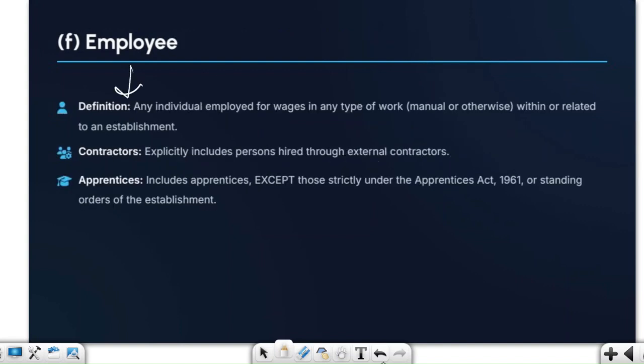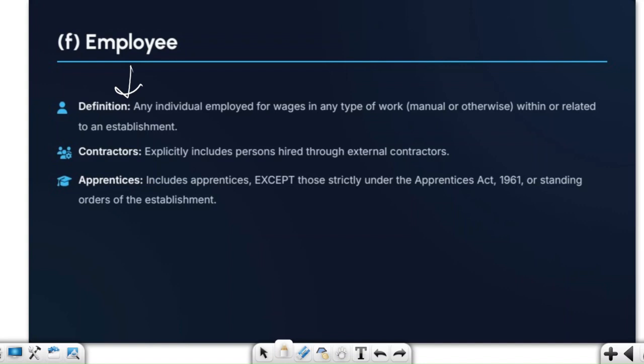Now let's talk about employee. Who is an employee for you? Someone who is working for wages, right? So here you will see an employee works for wages or in connection with the work of an establishment. Basically it includes certain persons engaged through contractors. So here we can have direct employees as well as contract workers, right?